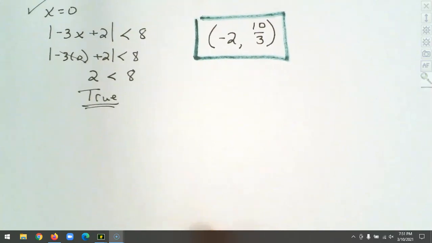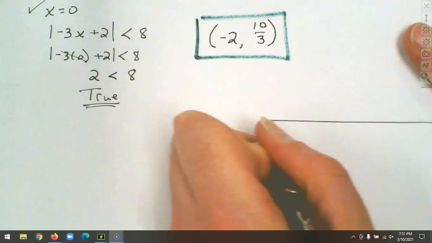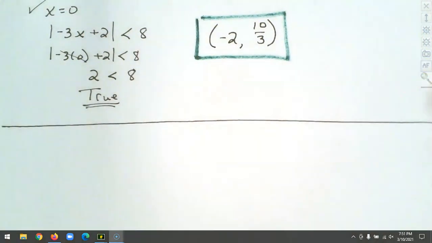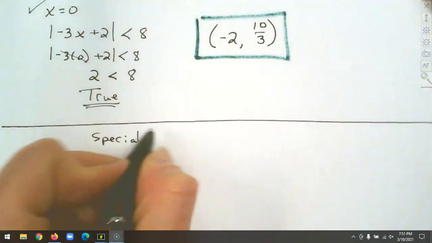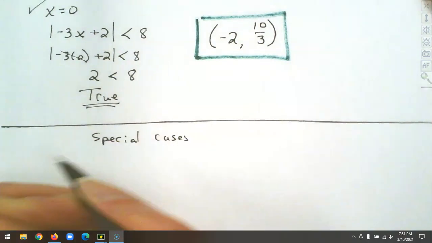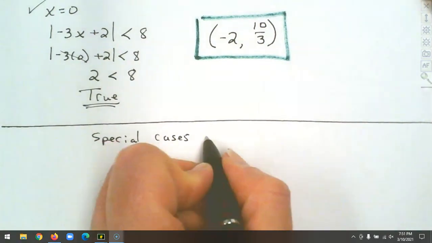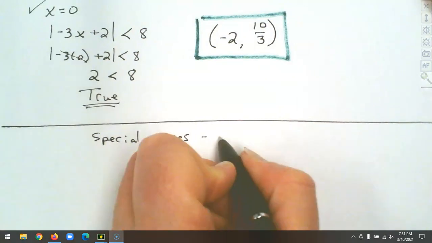Now let's look at some special cases. And the special cases are a little bit different because the special cases are going to either have no solution or an infinite number of solutions. So these are going to be our special cases. And these are special cases when the right-hand side is negative.